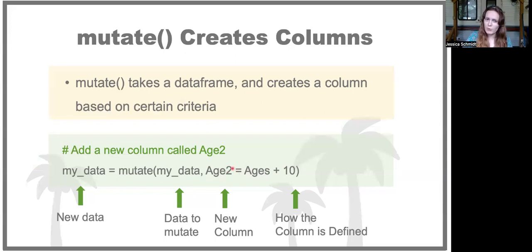Pretty straightforward. And it keeps both of the columns. It's just going to add the new column to the end, so it's going to have both ages as 21 and age2 as 31. And it's going to do that for every single row and automatically calculate it.